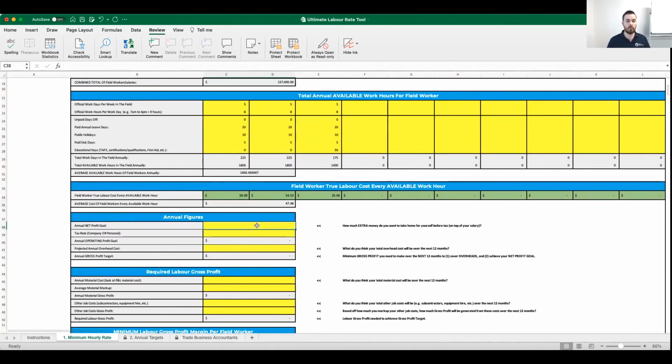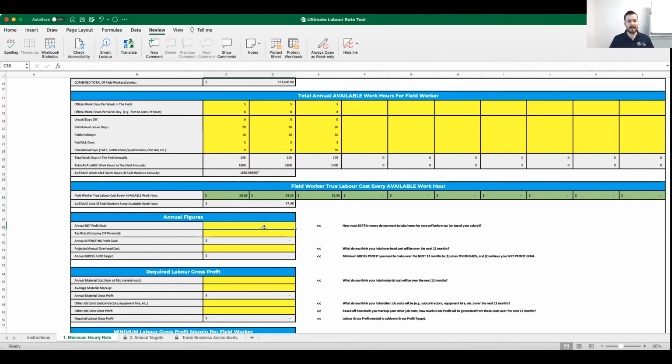Now, because we understand what these costs are of our field workers and where they sit, I want to start getting clear on what the annual figures are. So what are our targets? What is our net profit goal? What are the overhead costs of our business? Because now we're starting to get crystal clear on what our margin needs to be per field worker per man hour, but also our markup. So we know what to mark up these costs at to ensure we're on track to achieve our net profit goal and to cover our projected overhead costs.